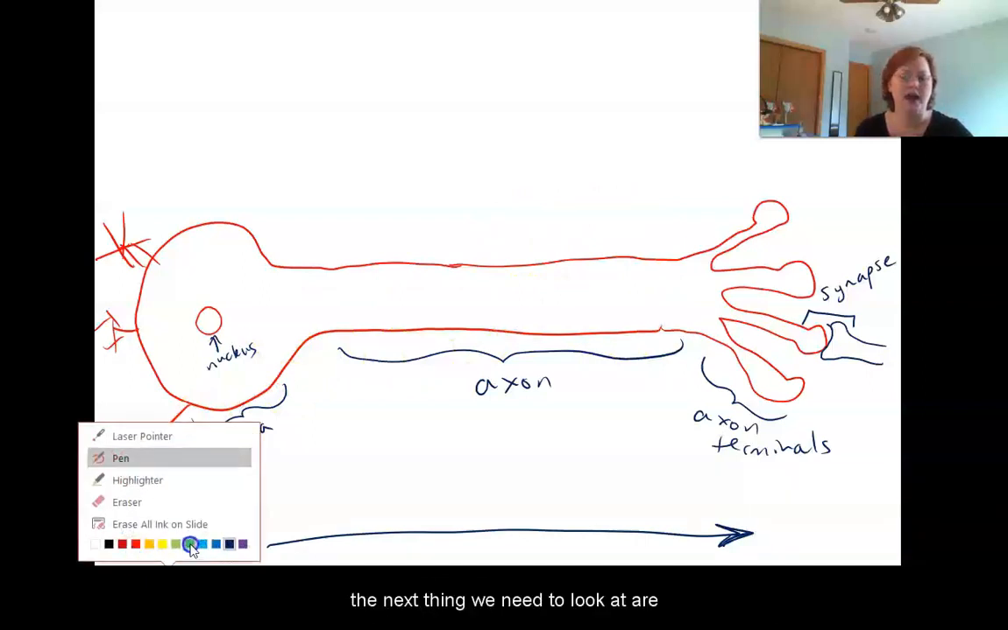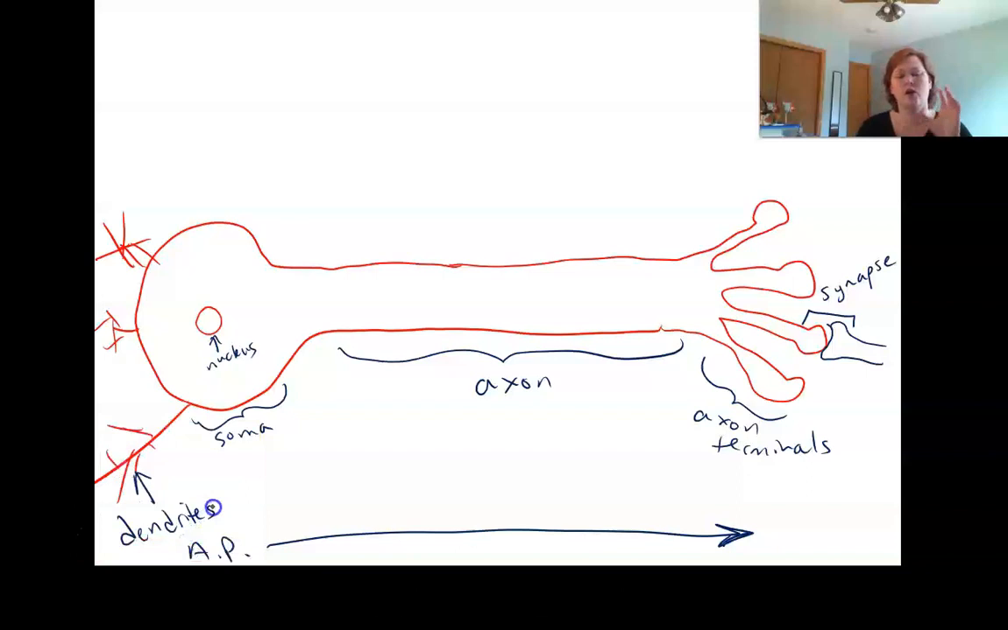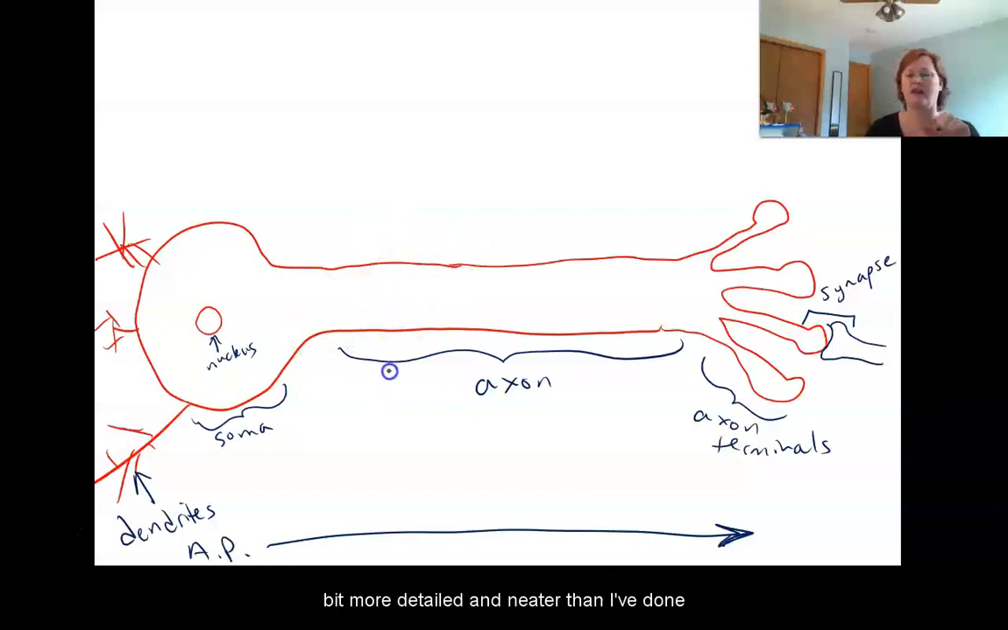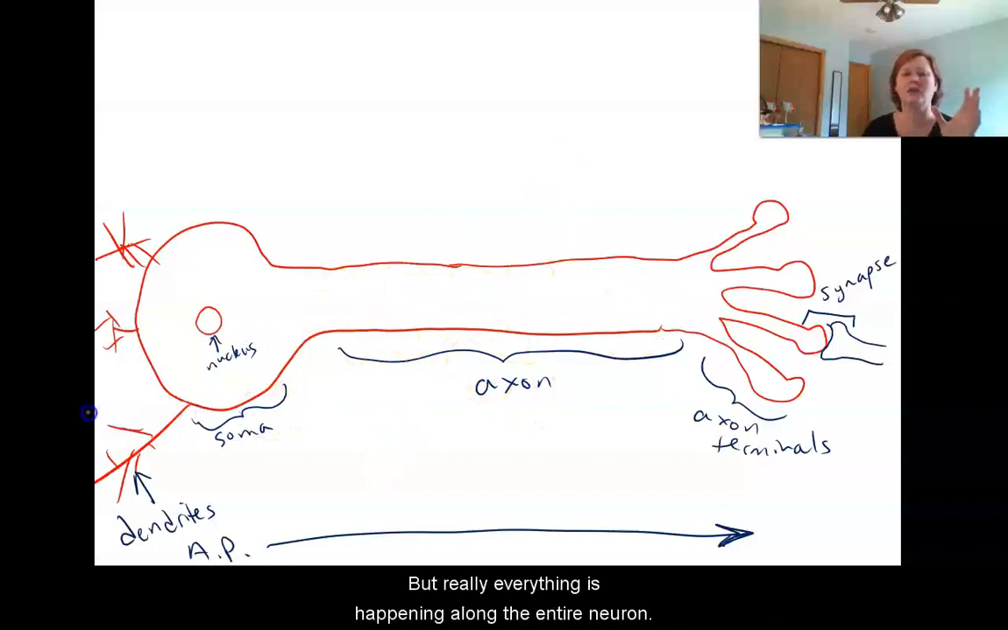And the next thing we need to look at is what's happening when my cell is at rest. So you'll notice there's a drawing that's like this, and probably a bit more detailed and neater, online that I've done. And it breaks this up into kind of three regions. So I kind of divide my cell up into 1, 2, 3 parts, but really everything is happening along this entire neuron.